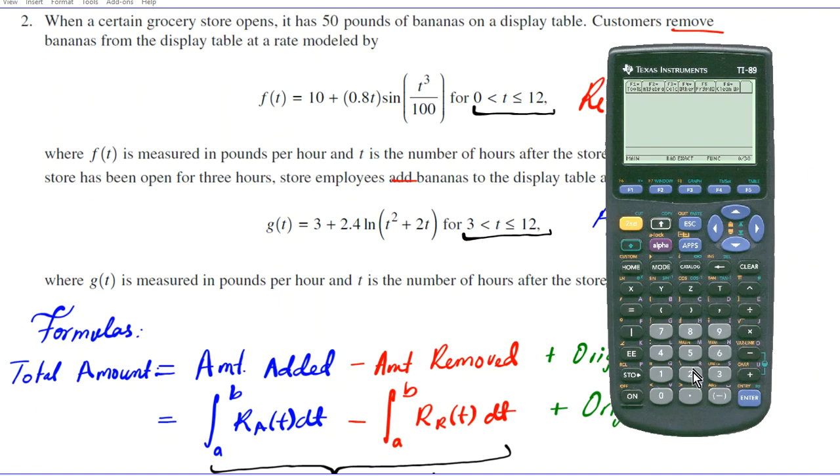I'll just enter both of them while we're at it. So 10 plus 0.8 t sine t to the third divided by 100. Close that.